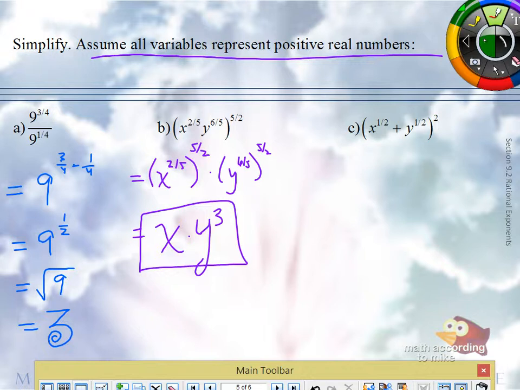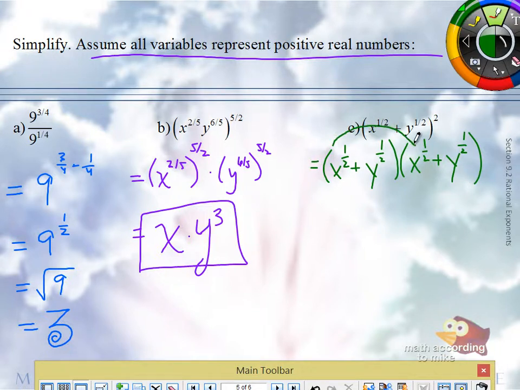All right. You have a binomial being squared. Since you have a binomial being squared, what do you have to do? No. No. What do you put on a turkey before it goes in the oven? Well, and then on top of that, foil. Good job. So if we were to foil, what is x to the 1/2 times x to the 1/2?